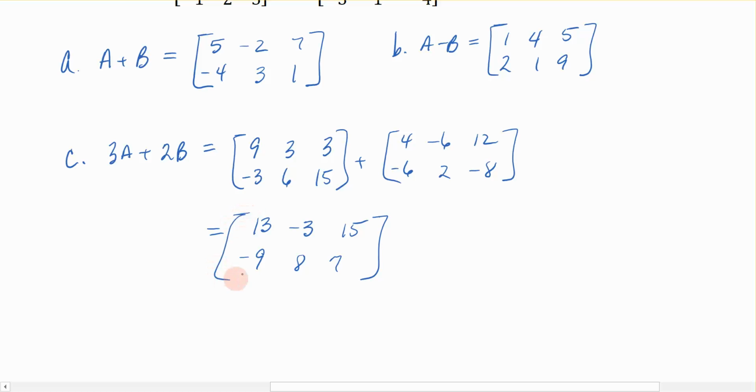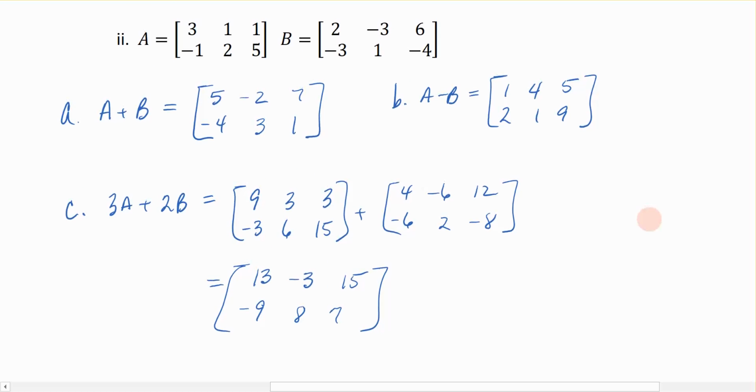So here are the matrix operations for A plus B, A minus B, along with our combination of scalar multiplication for these two matrices, which are 2 by 3 matrices.